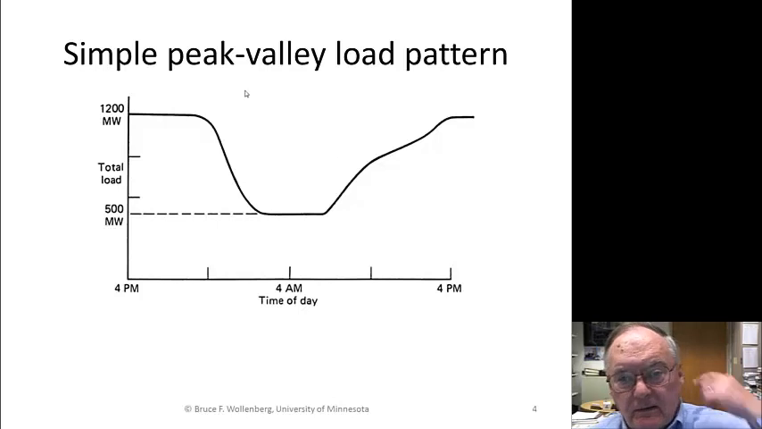Well, now I'm going to take this 3-generator system, and I'm going to have a simple daily load that starts out at 4 in the afternoon, and it's very high load. Then the load goes down in the evening, and at nighttime it's very low, it's flat, and then in the morning it starts up again and it comes back up to the same. This is very typical of load in power systems. It's high during the day, it's low at night, and it keeps going from high to low like that.